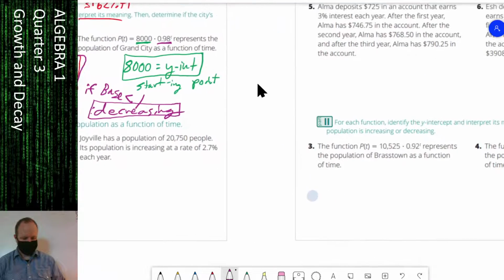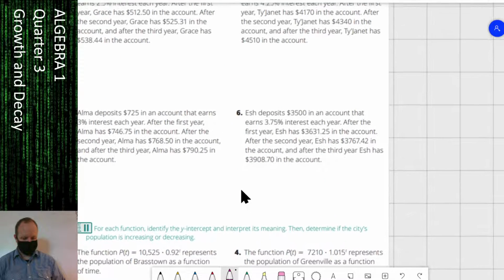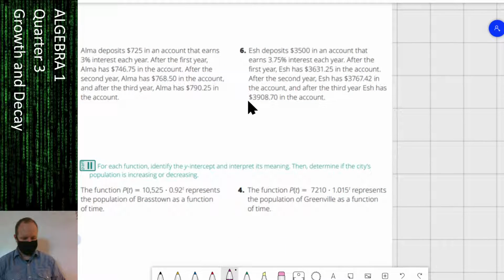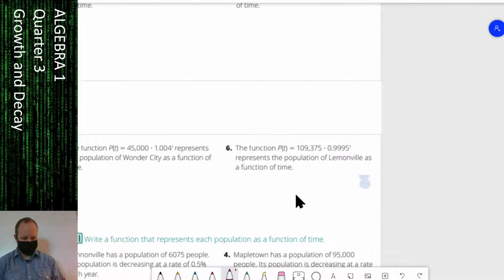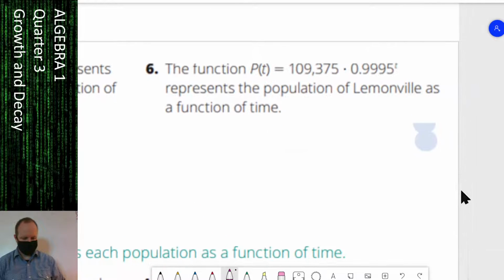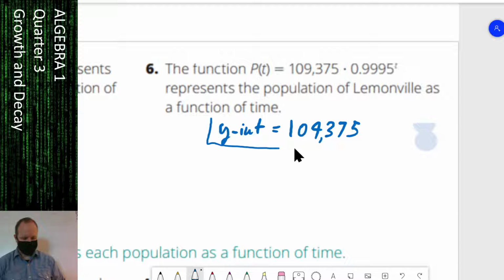All right, before we go on to the part 3, I want you guys to take a look at, let's do number 6 together on the part 2. So our y-intercept is one of these numbers. Which number is the y-intercept? 109.75. So picking that number out right away is really straightforward.